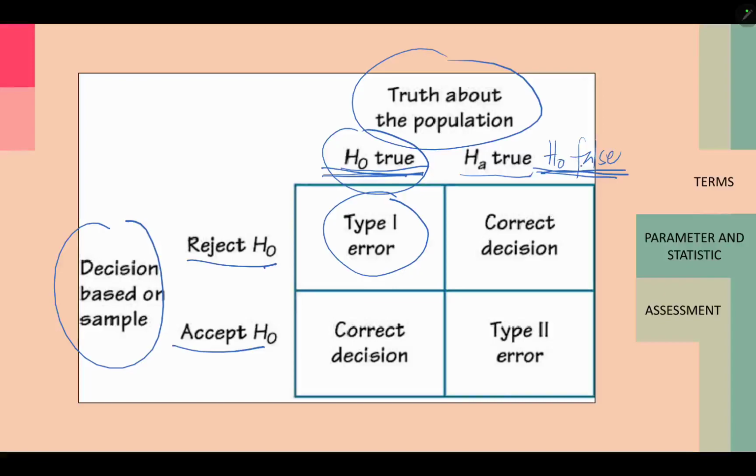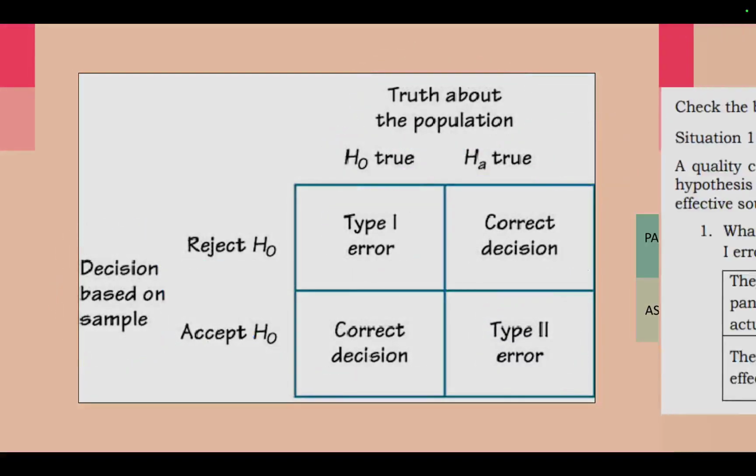But when the HO is false and you reject it, that's called a correct decision. It's false, so you reject it. On the other hand, if the HO is true and you accept the HO or fail to reject, that's a correct decision. But when the HO is false and you accept the HO, that's a type 2 error. It's false, but you accepted it, that's a type 2 error. There would be a lot of consequences on researchers if you do that.